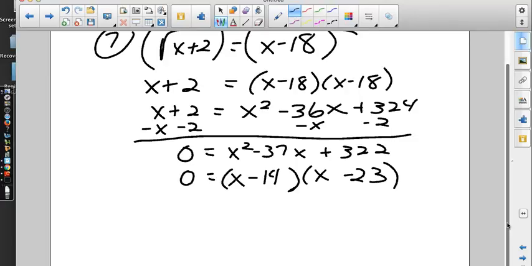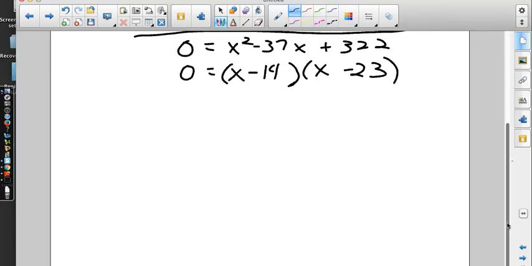So x minus 14 and x minus 23, what does that mean our solutions are? 14 and 23, because if you put 14 in here, you're gonna get 0, and if you put 23 in here, you're gonna get 0. But we had to square both sides to get this answer. It's quite possible that one or both of these will not work. So back to the original we go to show that we checked our answers.